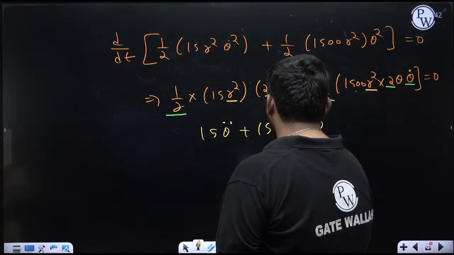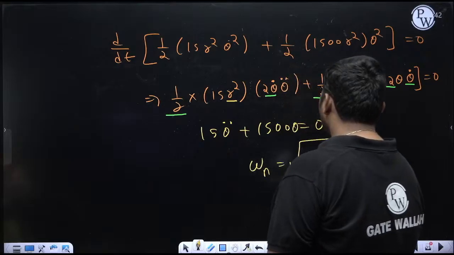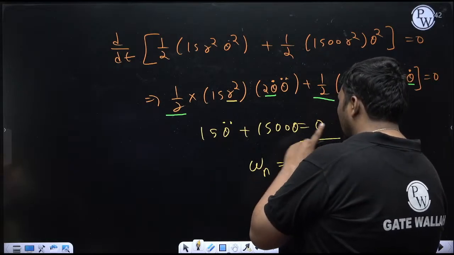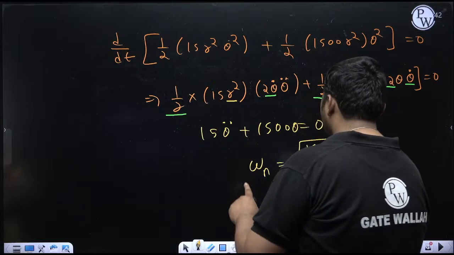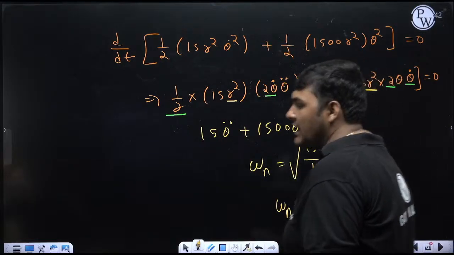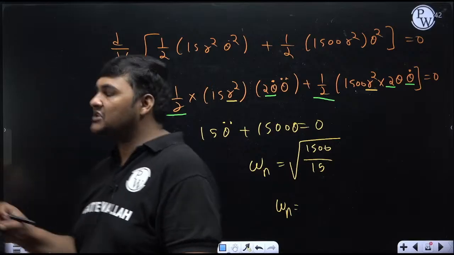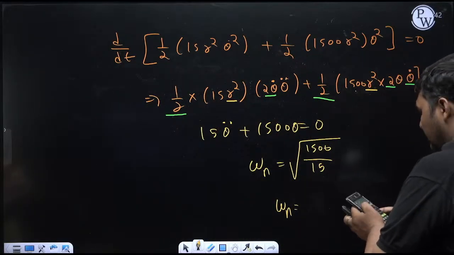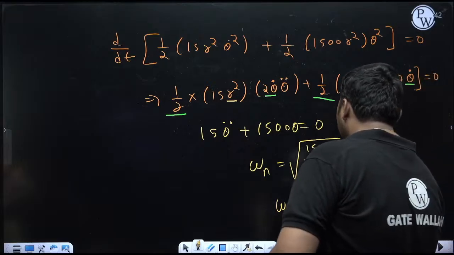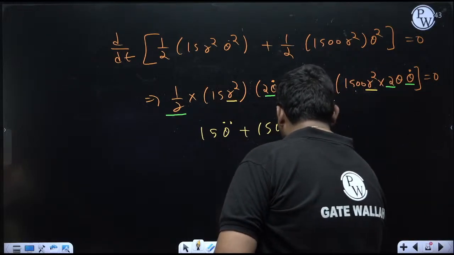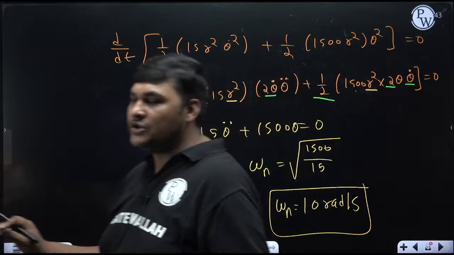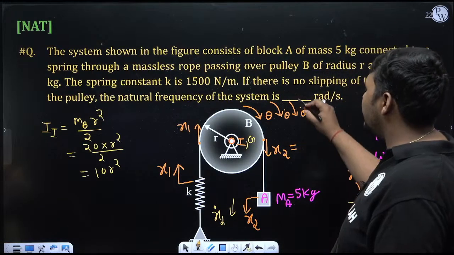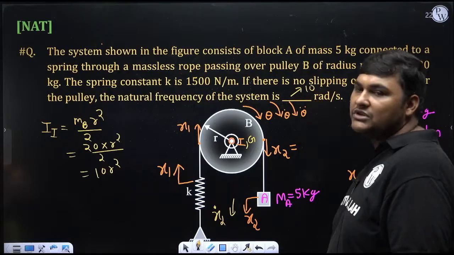Now the coefficient of theta is K, and omega n will be root over K by m, where K is the coefficient of theta, which is 1500, upon m, the coefficient of theta double dot, which is 15. So from this I can calculate omega n, which is the natural frequency of the system in radian per second. How much is it coming? Root over 1500 divided by 15, it is coming 10 radian per second. Clear? So the natural frequency of the system is 10 radian per second. The exam is asking radian per second, so the correct answer for this question is 10.